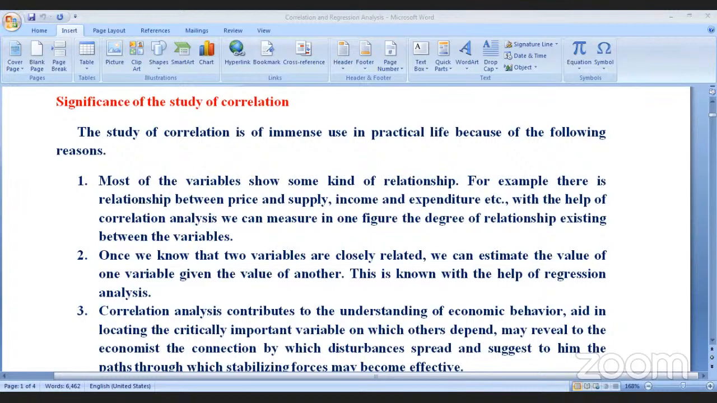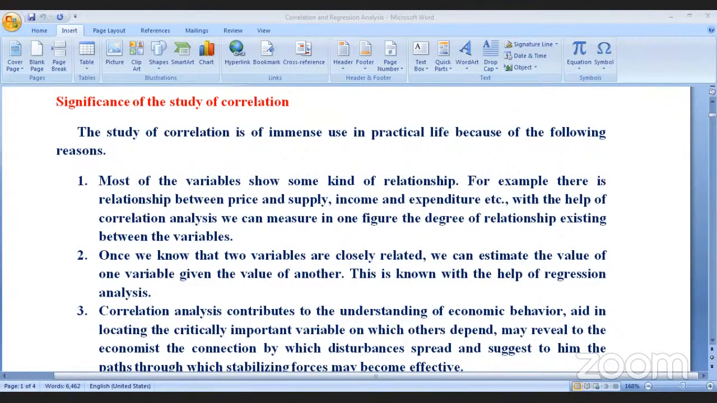So here, most of the variables show some kind of relationship. Here, the relationship between price and supply. If the price is increasing, you can check what the supply is also. If the price is decreasing, you can check the supply situation.